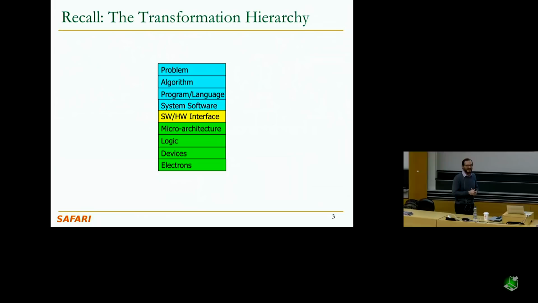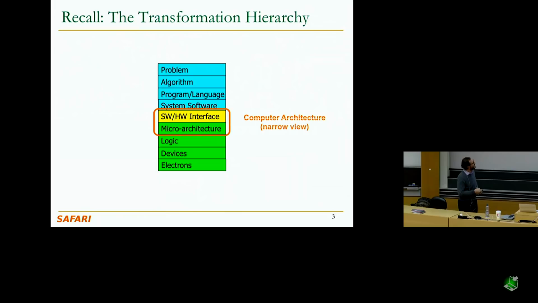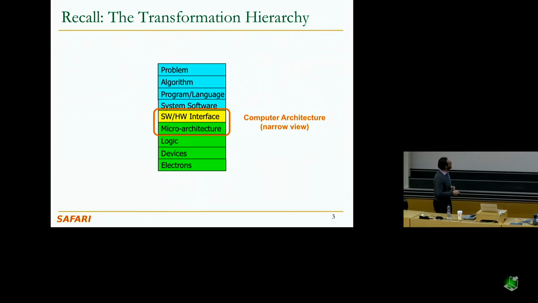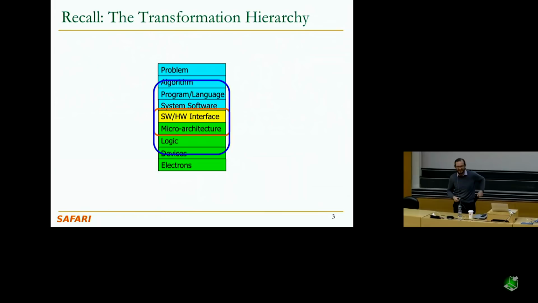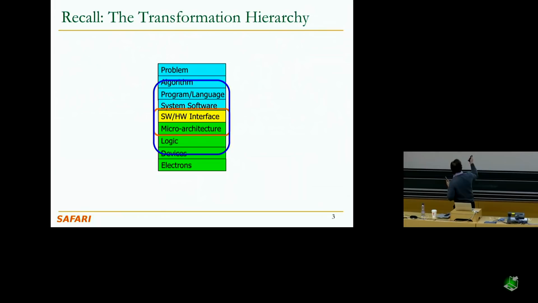This is the transformation hierarchy, or transformation layers, if you will. And we said that computer architecture, a narrow view of computer architecture, is somewhere over here. A more expanded view of computer architecture actually spans all the way from algorithms to devices, and that's exactly what's happening in most of the systems that we see today. I keep using this as an example, but this is a perfect example of a computer architecture that spans all the way from algorithms to devices. Maybe they don't change the electrons yet.